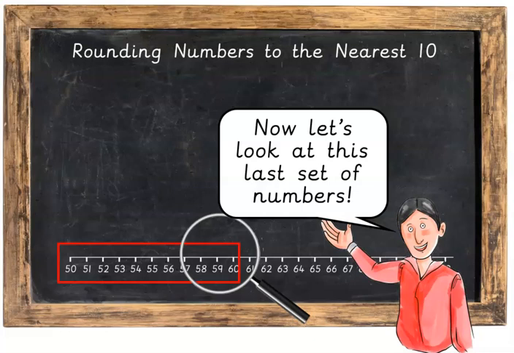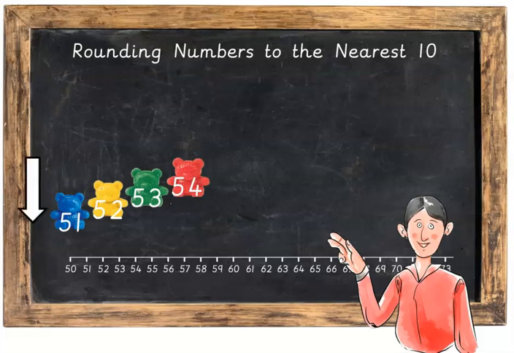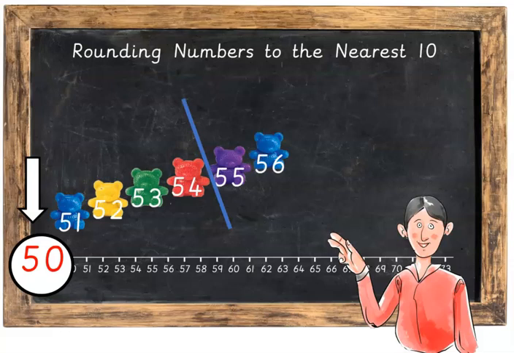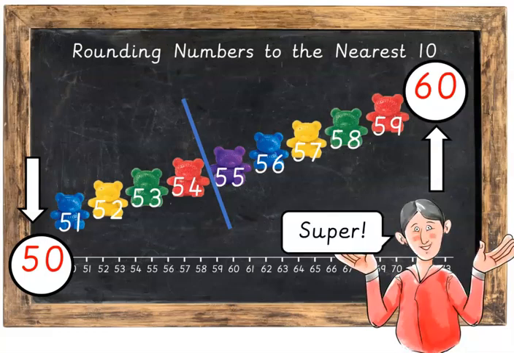Let's just look at this last set of numbers, the numbers 50 to 60. The numbers 51, 52, 53, 54 will get rounded down to, you guessed it, 50. Whereas the numbers 55, 56, 57, 58 and 59 will get rounded up to 60. Super!